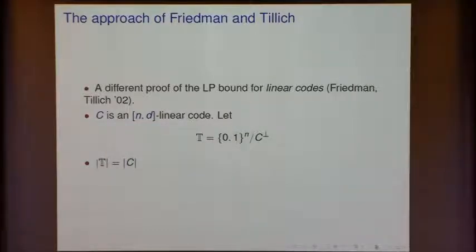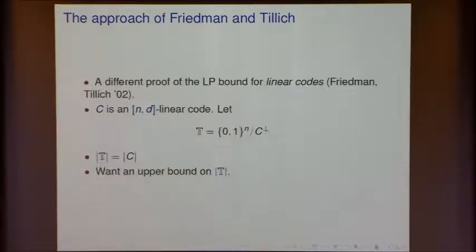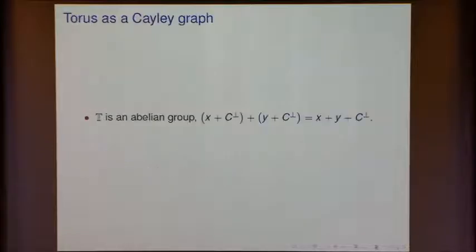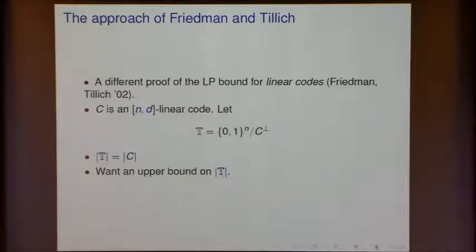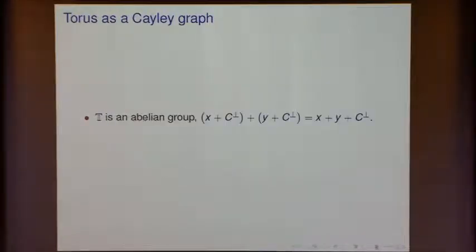Right? Linear algebra tells us that the size of T is exactly the size of C. So we want upper bounds on T. Okay, questions? Okay. So we think about this torus as a metric space, as a Cayley graph.